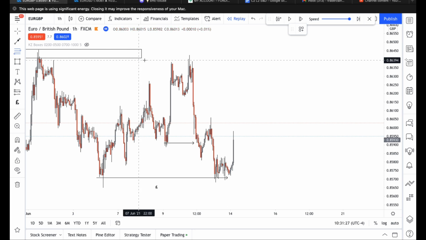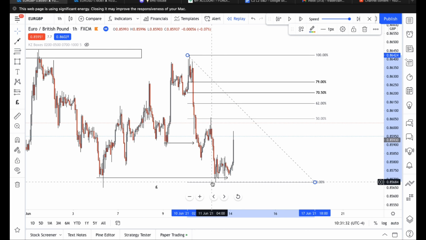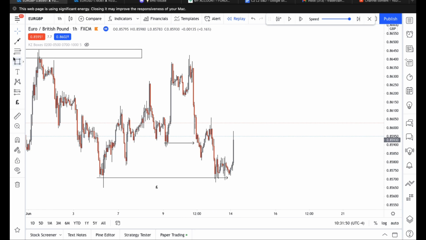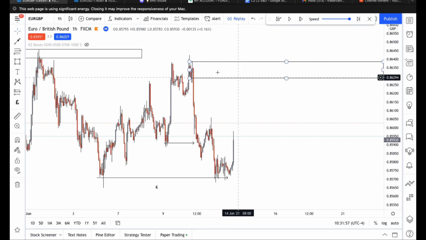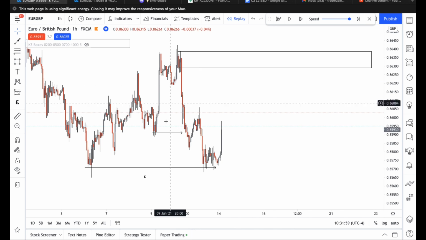Step number one, take out your Fibonacci. Mark out the swing high all the way down to the swing low. And then we begin to look for our discounted areas. 62%, we don't see anything. No base. 70.5%, no base, just imbalance. 79%, what can we see? A discounted supply. So we're interested in this area here, right?